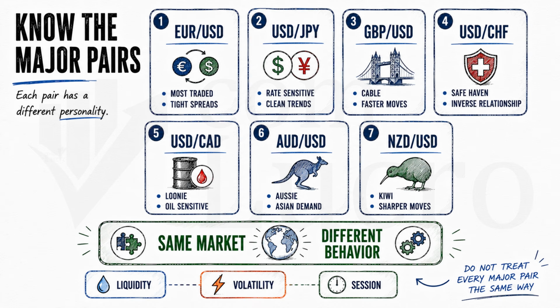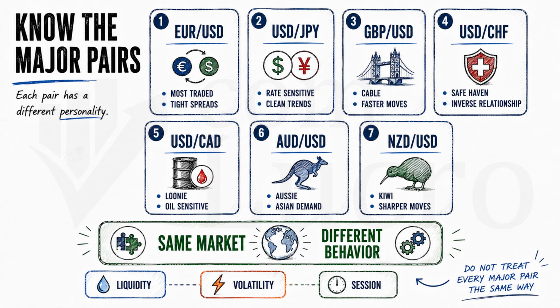USD/JPY. The US dollar against the Japanese yen trends cleanly and reacts to interest rates and risk sentiment. GBP/USD. The British pound against the US dollar, nicknamed cable, moves faster and needs a wider stop. USD/CHF, the US dollar against the Swiss franc, is a safe haven that often mirrors EUR/USD. USD/CAD. The US dollar against the Canadian dollar, known as the loonie, follows oil and the North American session.